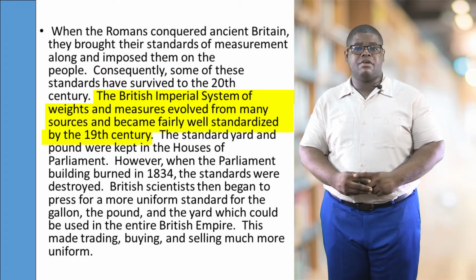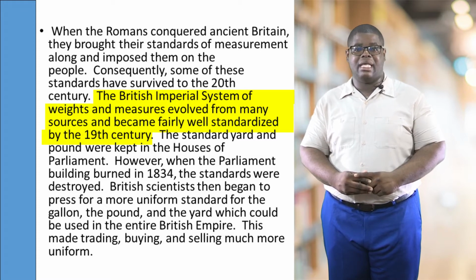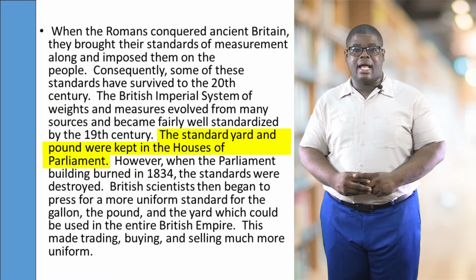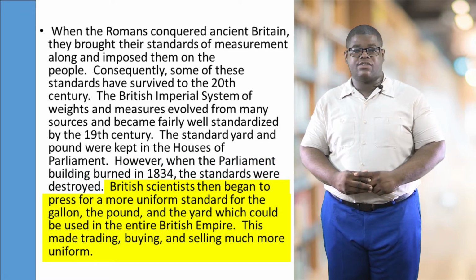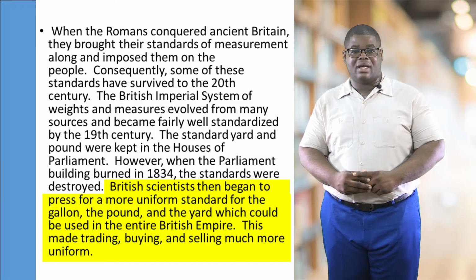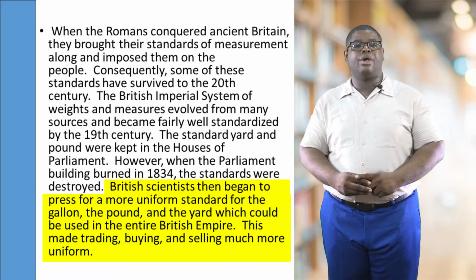The British imperial system of weights and measurement evolved from many sources and became fairly well standardized by the 19th century. The standard yard and pound were kept in the Houses of Parliament. However, when the Parliament building burned in 1834, the standards were destroyed. British scientists then began to press for a more uniform standard for the gallon, the pound, and the yard, which could be used in the entire British Empire. This made trading, buying, and selling much more uniform.